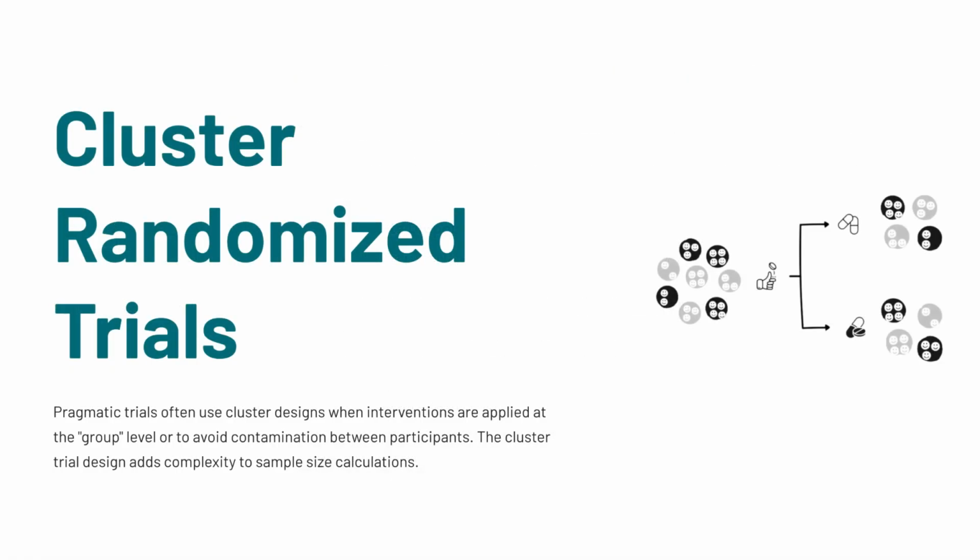So far, we've been talking about trials where individuals are randomized. Now let's switch gears. What if your trial isn't randomizing individual people, but entire groups? Many pragmatic trials randomize at the group or cluster level, for example, by clinic, hospital, school, or community. Cluster designs are powerful and often necessary for pragmatic studies, but they introduce extra wrinkles in sample size calculation, as Angela will explain.